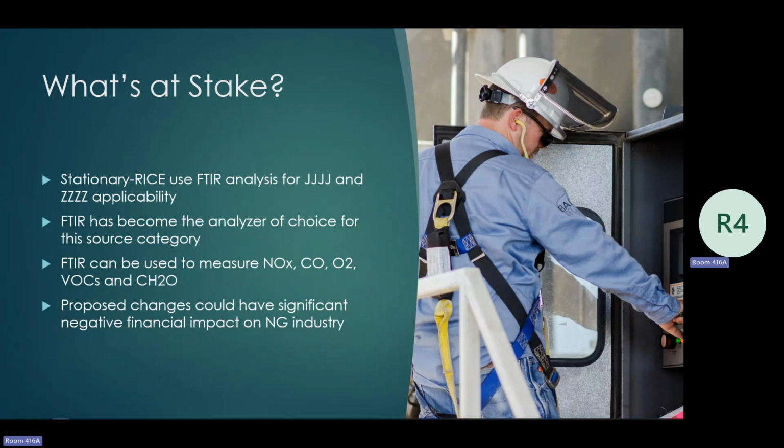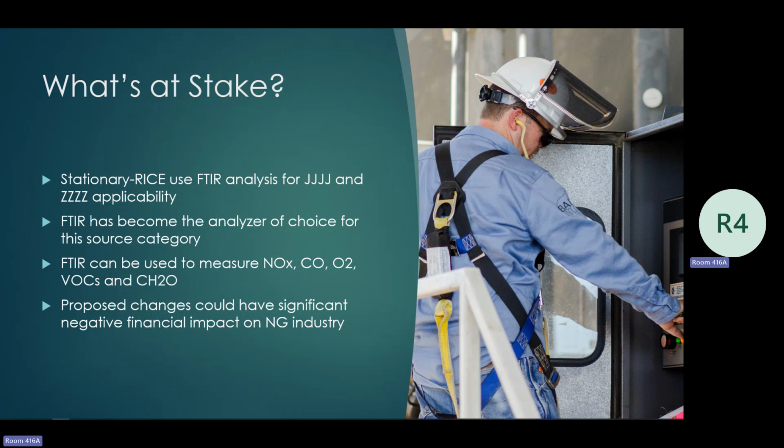FTIR over the last decade or so has become the primary analyzer used for stationary RICE testing. A lot of this ties back to the initial regulations with Quad Z, where we were going to have to measure formaldehyde. I think that rule was relaxed quite a bit, and there wasn't really the volume of formaldehyde testing that was required or needed. However, I think what a lot of the testing companies realized is that the FTIR analyzer is quite robust. It's actually better than many of the traditional analyzers: NDIR technology, chemiluminescence technology.